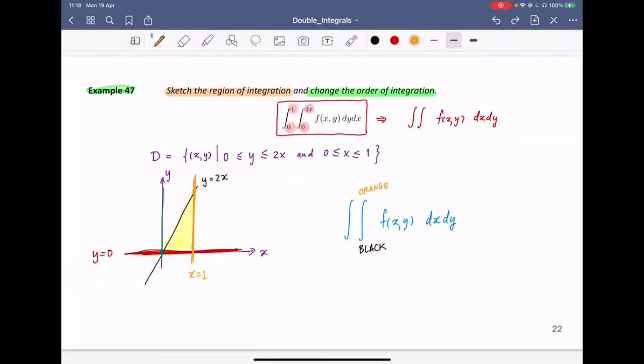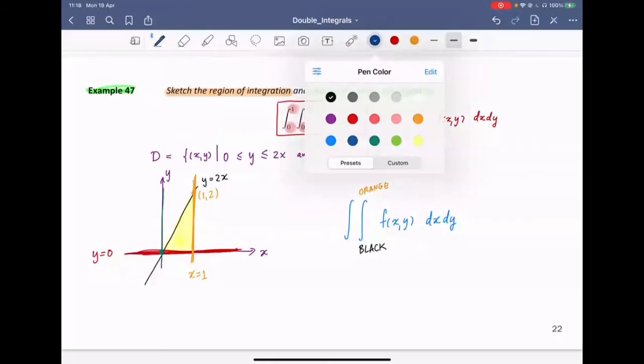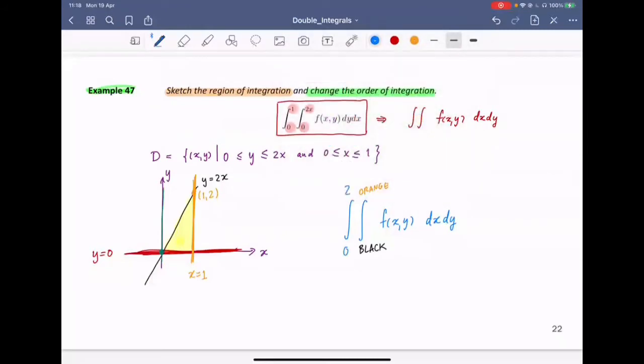When x equal to 1, you get the intersection point x equal to 1, y equal to 2, right? Because that is the intersection between x equal to 1 and y equal to 2x. So now we got it already. y starts from 0, and at the end, we have y equal to 2. So on the outside, you get 0 to 2. And then how do I say what the black curve is? The black curve is actually x equal to y over 2, right? Because y equal to 2x is the same thing as x equal to y over 2.